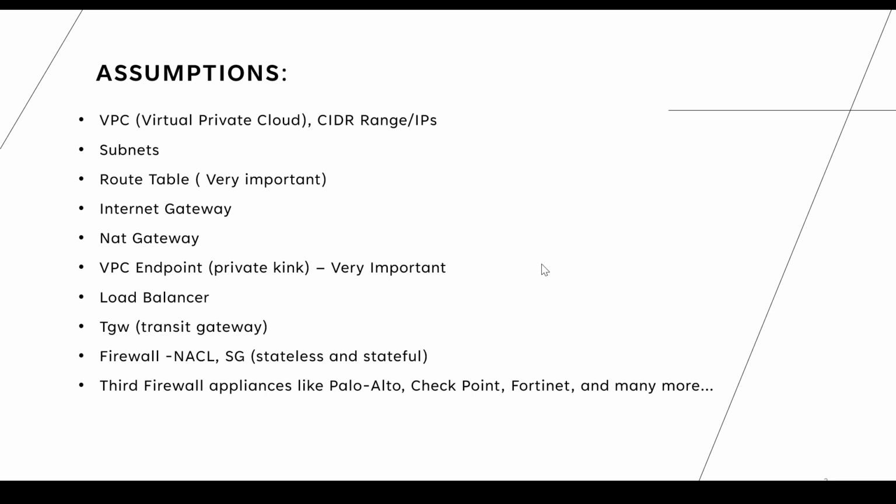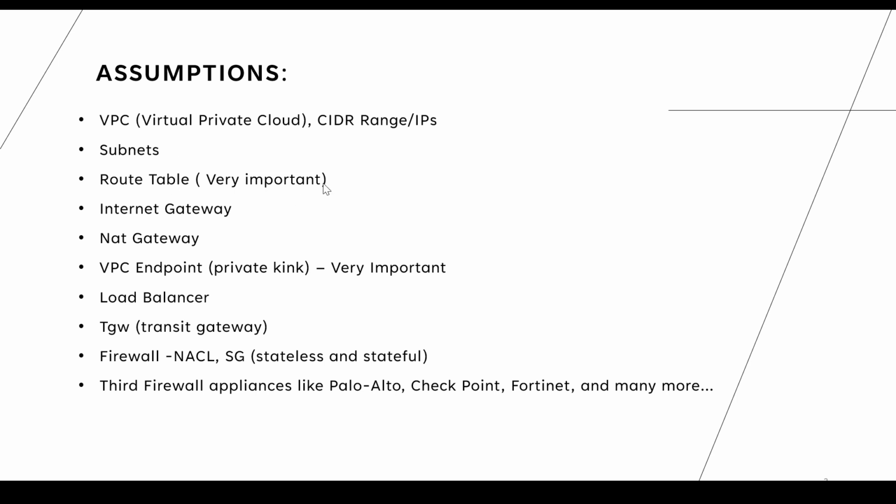So before I talk about Gateway Load Balancer, I assume that you should have a very good understanding of AWS networking constructs, which include virtual private cloud and CIDR range. So you should have a very basic understanding or very good understanding of how to configure the VPC, what are the CIDR ranges, how to configure the CIDR range and IPs, all this. What are the subnets? Because we know that subnets are zonal in nature in AWS. So we need to understand how we configure subnets if we are using multi-availability zone.